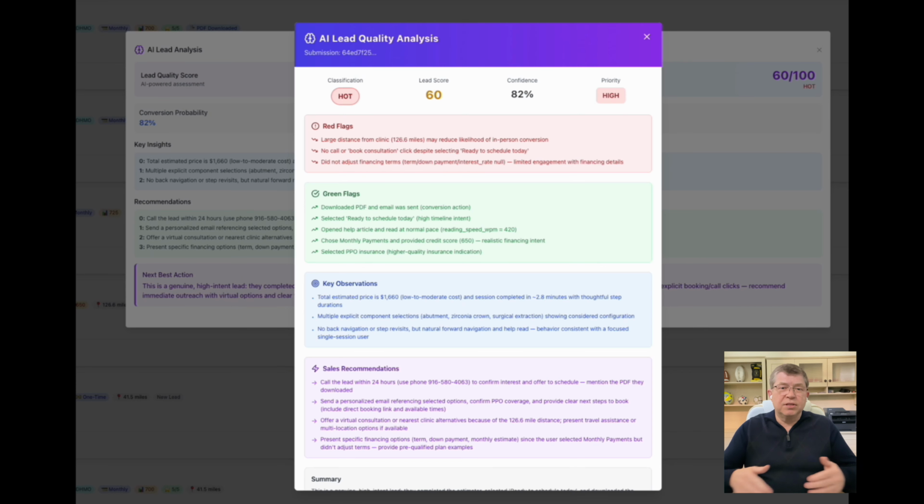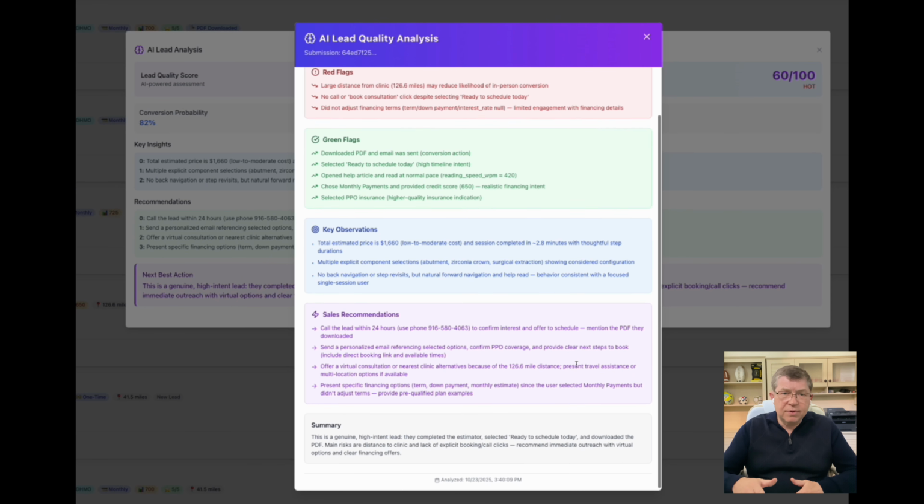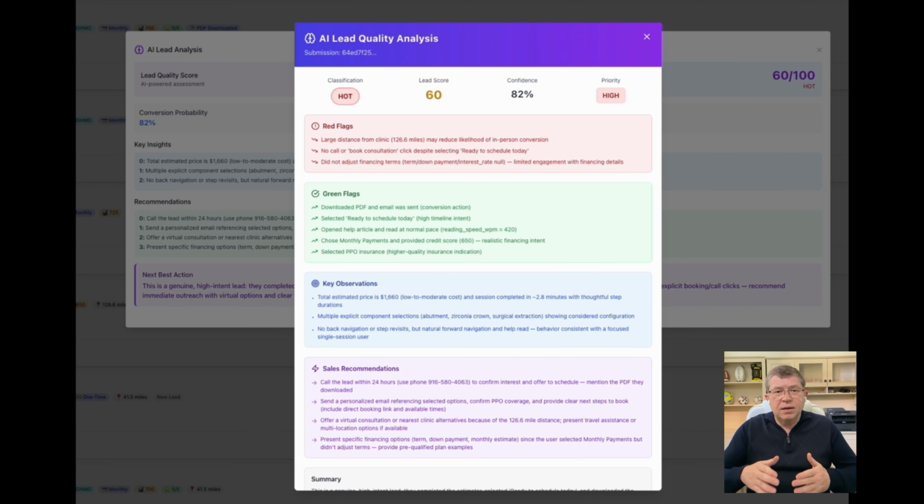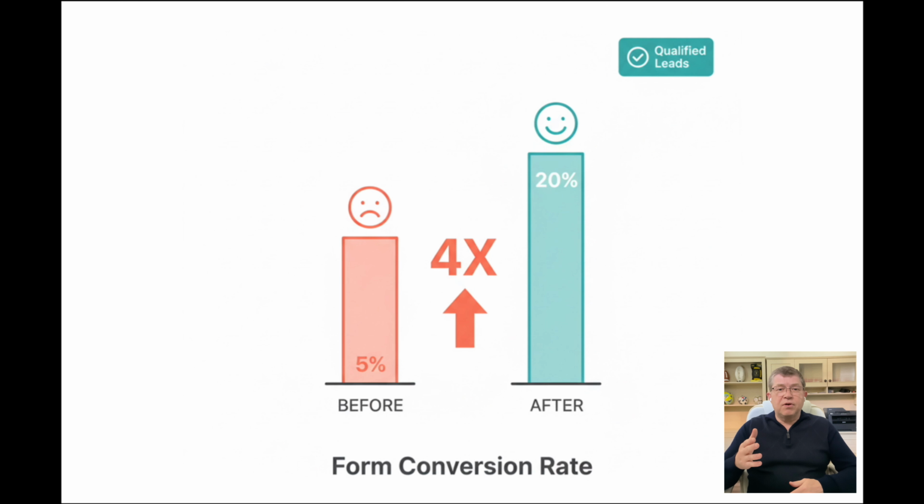Our AI instantly scores them 0 to 100. Hot lead? 80 to 100? Your coordinator gets an instant alert, or our AI voice assistant reaches out right away. Form conversion goes from 5% to 20%. That's 4x more qualified leads.